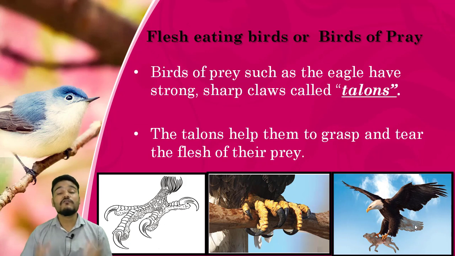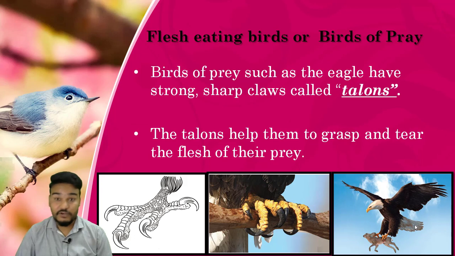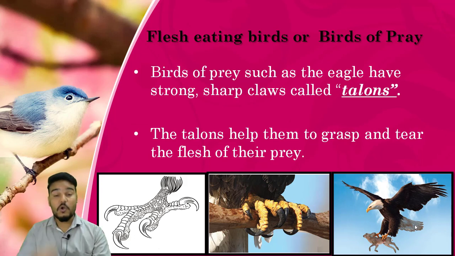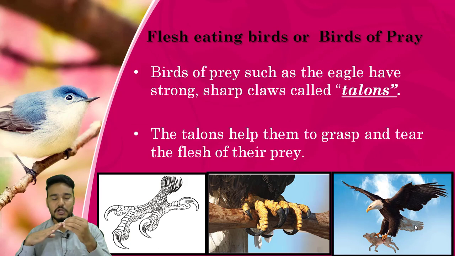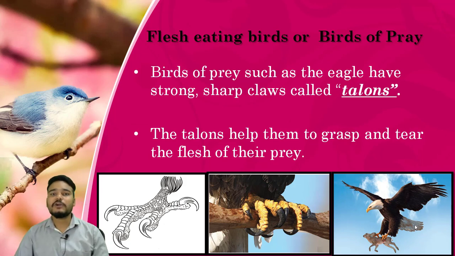So first is flesh eating birds or birds of prey. Flesh eating birds have a hook shaped strong beak, which we have seen in vulture, eagle, hawk. These birds have strong sharp claws. The claws at the front of the toes, the nails, are very long, strong and sharp. You can see here in the figure, it is very long and sharp. Those are called talons.